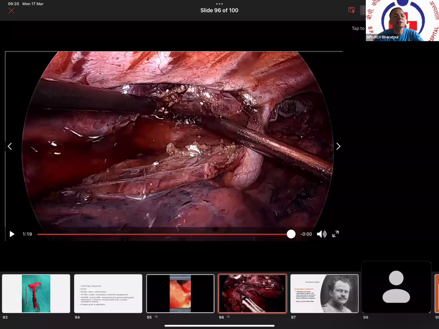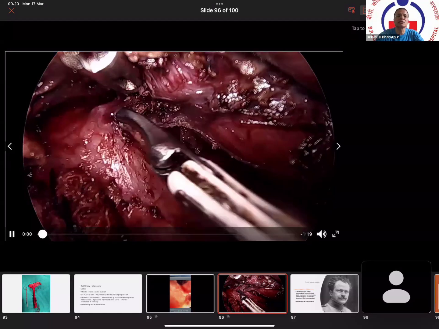But actually, I think that was the point where the bronchial injury happened during the first surgery. So this is the learning point. We should be very cautious during dissection in such patients.